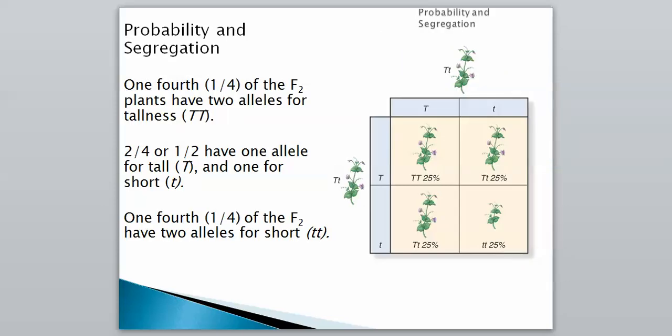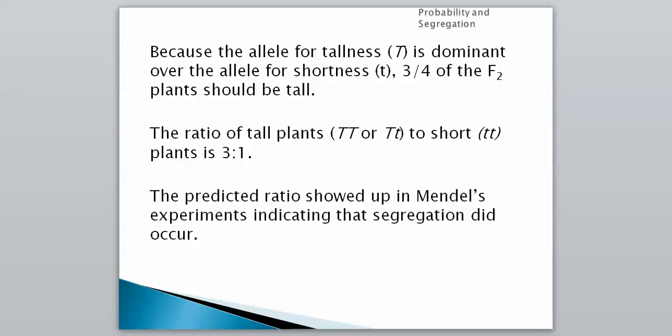And then here's just kind of our probability. So 1/4 of the F2 plants have 2 alleles for tallness, half have the allele for tall and short, and 1/4 have 2 alleles for short. So that's pretty simple to see there. We have 4 boxes, and we just look at the possibilities that we have there. And then because the allele for tallness is dominant over the allele for shortness, 3/4 of the F2 plants should be tall, and this ratio is going to be 3:1. And this predicted ratio showed up in Mendel's experiments, indicating that segregation did occur. So these Punnett squares kind of validate the fact that segregation did occur.